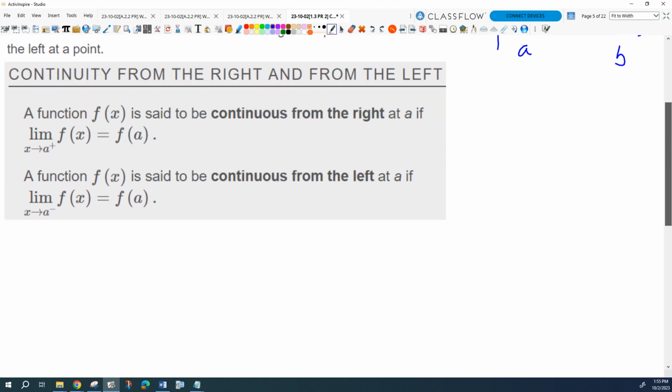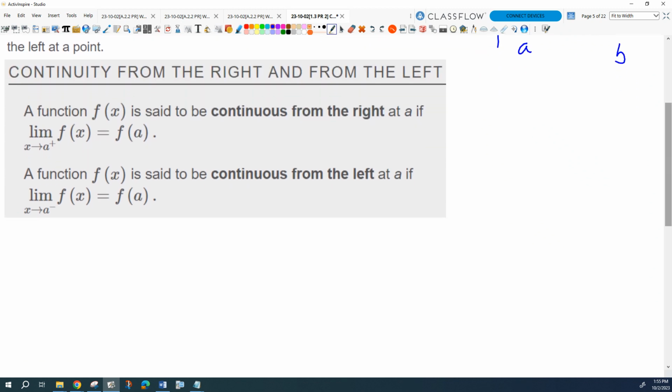And so we would talk about continuity from the right and continuity from the left. Well, what's it mean to be continuous from the right? That would be if the value of the limit as x approached a from the right equaled the value of the function at a, right? Continuity from the left would just say that the value of the limit of the function as x approached a from the left would equal the value of the function at a, right?